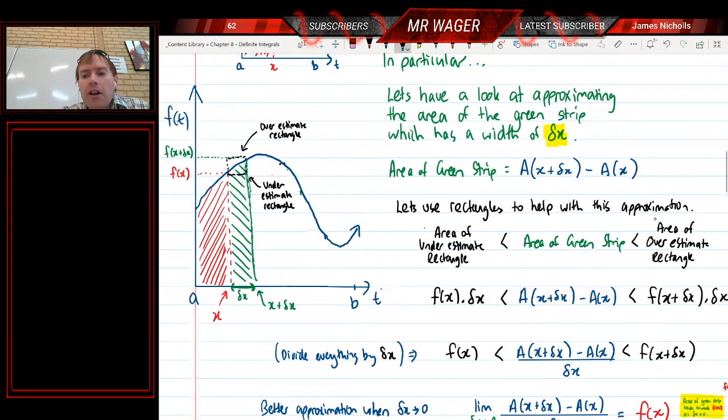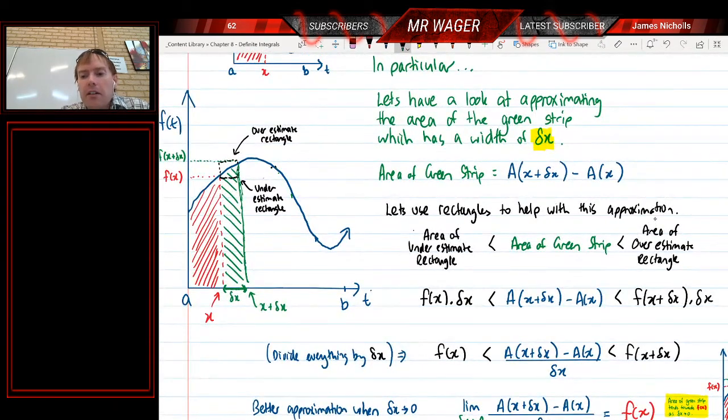The area of the overestimate of the rectangle is this thing over here. So the height of the bigger rectangle is f of x plus delta x, and the width is still delta x. And the area of the green strip is what we talked about up here. It's the area function of x plus delta x, so it's the entire area of that section, so red plus green zone, minus the area of the red section there, okay? So that's what gets you the green strip.